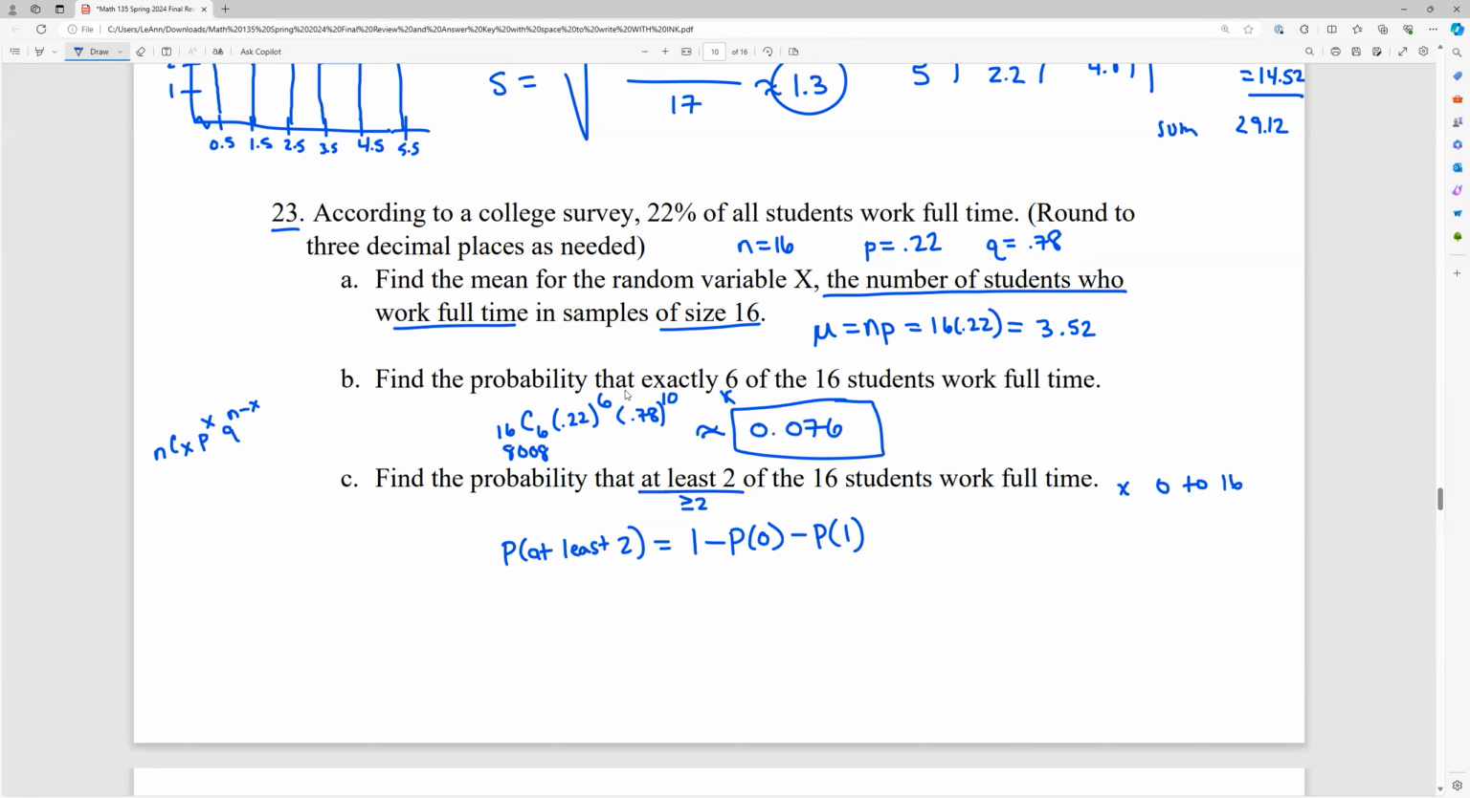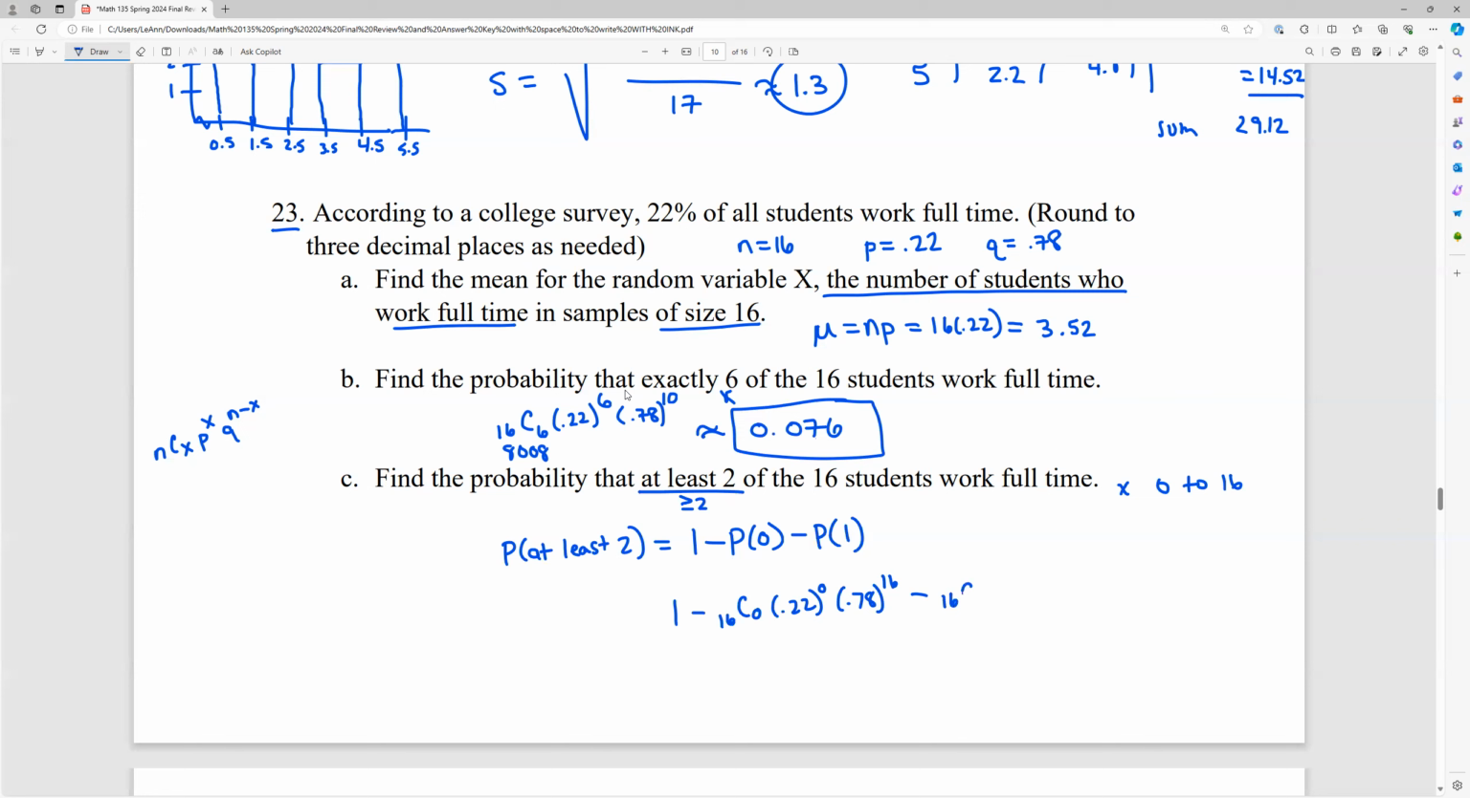Now, for both of these, you have to do a binomial formula. So that's going to be 16 choose 0, times 0.22 to the 0, times 0.78 to the 16. This is choosing 0 people to be full-time workers. So that means 0 successes and 16 failures, where we're considering failure as not being a full-time worker. I know sometimes failure has a negative connotation, but that's what we're looking at.